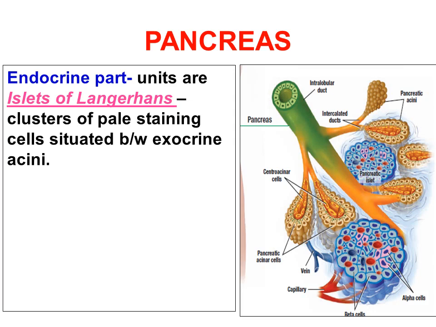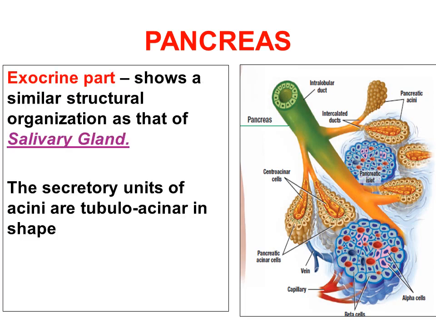The main unit of endocrine part of the pancreas is islet of Langerhans, which are the cluster of pale staining cells situated between the exocrine acini. The exocrine component of the pancreas is very similar to that of a salivary gland, example parotid gland. The secretory units of acini are tubuloacinar in shape. That means they may resemble bunch of grapes where the stem is comparable to the duct system and the grapes are comparable to the secretory acini.